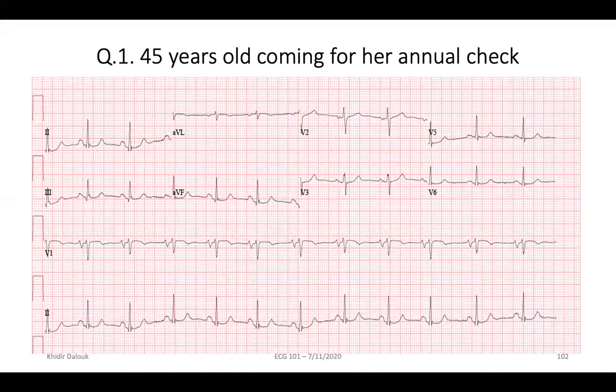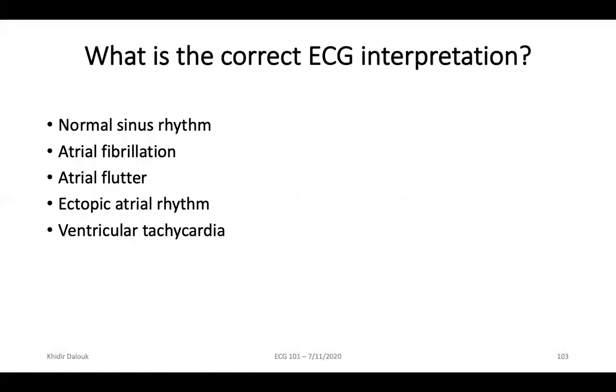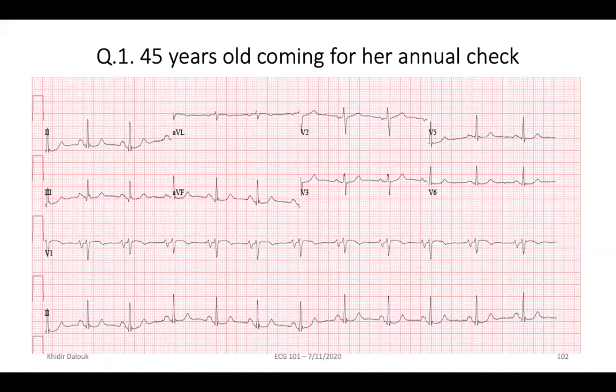This is a 45-year-old coming for an annual check. So the question was, what is the correct ECG interpretation? Normal sinus rhythm, AFib, flutter, ectopic atrial rhythm, or ventricular tachycardia? So what do you guys think? Anyone who wants to take this?